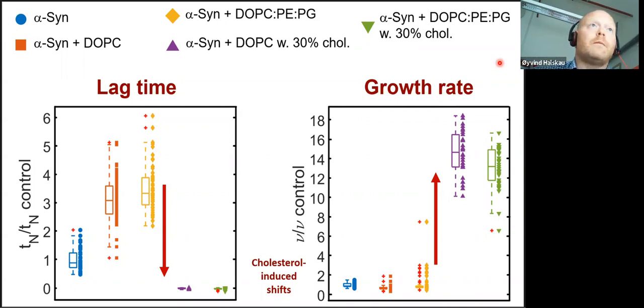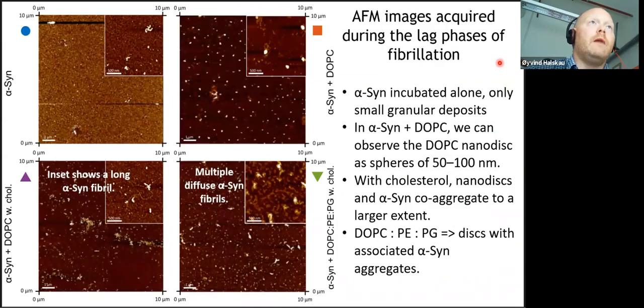In parallel, we took AFM images of the samples associated with the lag phase of the fibrillation, just before we believed the aggregation would take off. Here are some representative slides. This is alpha-synuclein only. We see that there is a lot of small granular deposits. So alpha-synuclein clearly aggregates. If we zoom a little bit in, we see the start of fibrils. Remember, this is before the lag phase.